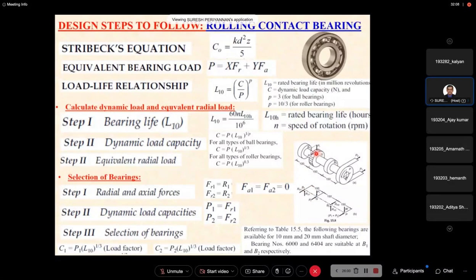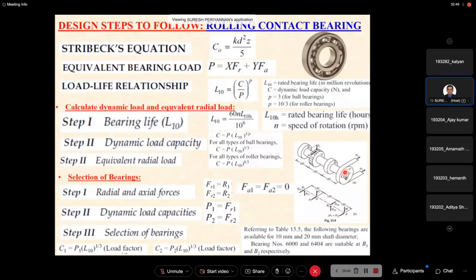Now see the two components here: one is a gear and the other is a pulley. These are the power transmission components. Based on these components, we get P1 and P2. Both components act with only radial load, hence we consider P1 is equal to FR1 and P2 is equal to FR2. These two components are used for transmitting the power.